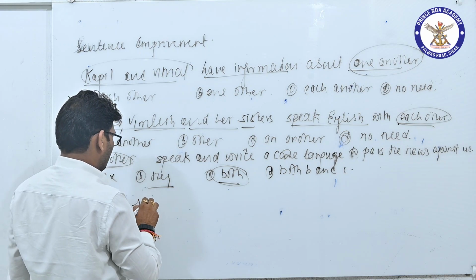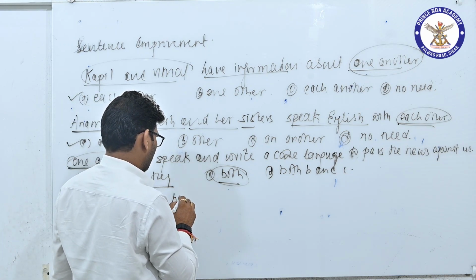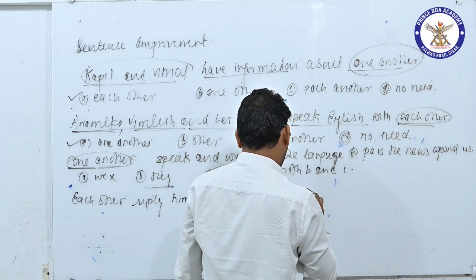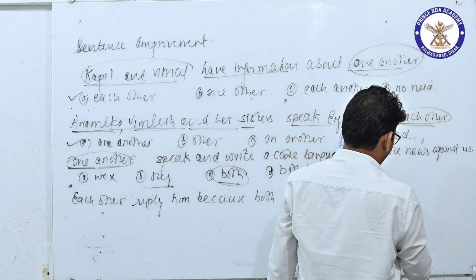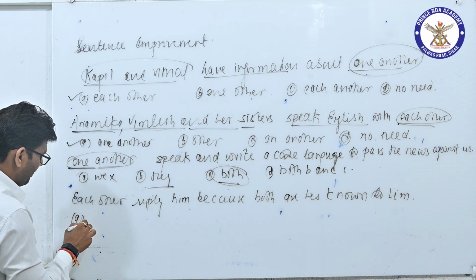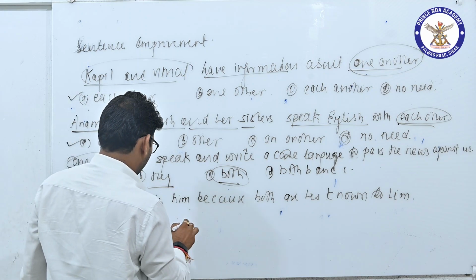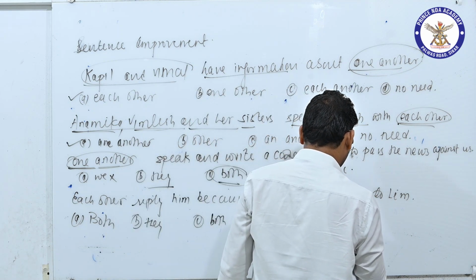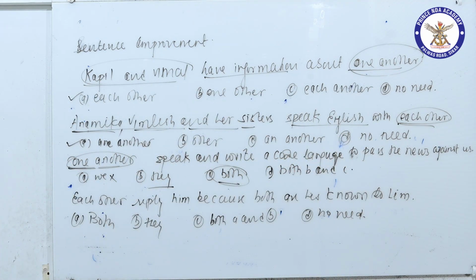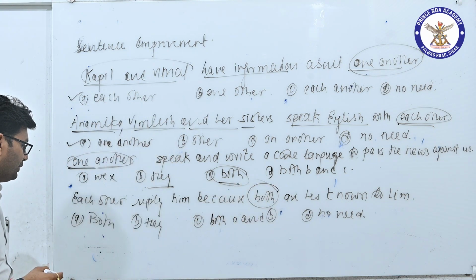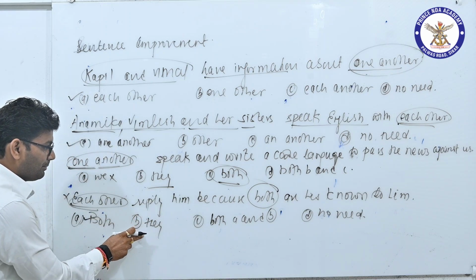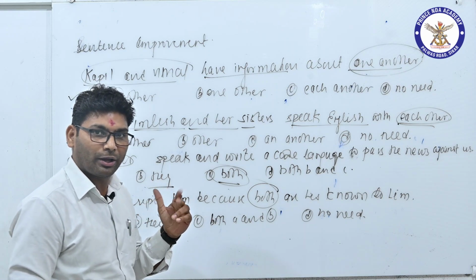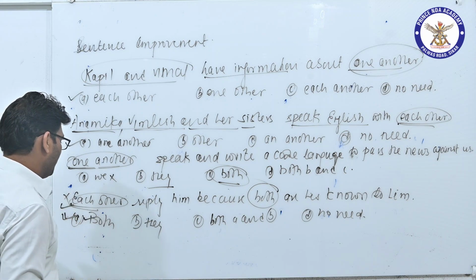एक एग्जाम्पल और देखेंगे अपन. Each other reply him because both are known to him. ऑप्शन में आप देखेंगे ए बोथ, बी दे, सी बोथ ए एंड बी, और डी नो नीड. बहुत आसान क्वेश्चन नहीं है. यहाँ पर बोथ रखा है, तो यहाँ ईच अदर नहीं आएगा, बल्कि बोथ आएगा. दे हम इसलिए नहीं लगा सकते क्योंकि सेंटेंस में साफ हिंट मिला है कि स्पीकर सिर्फ दो हैं. तो ईच अदर को हटा के हमें बोथ लगाना है.